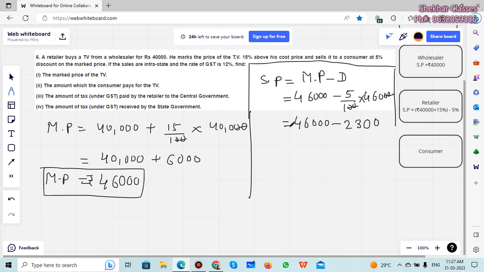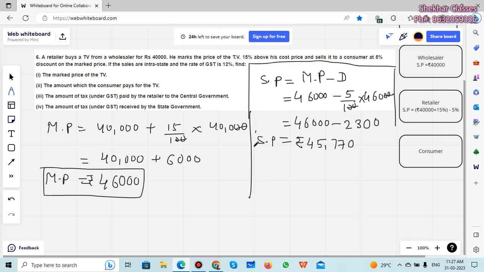So how much is that? That is equal to 2,300. If you subtract it from 46,000, it will give you 43,700. This is the selling price.